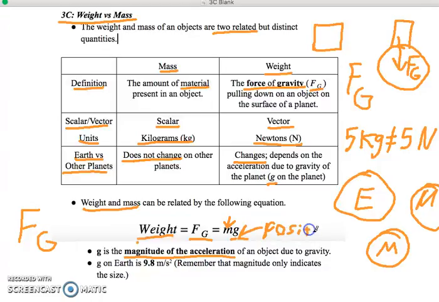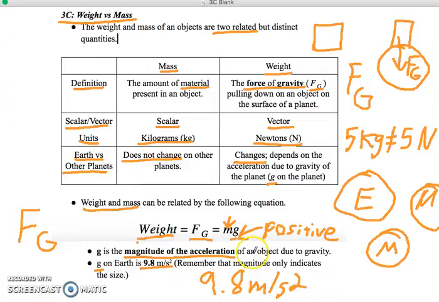So again, it's positive because it's just the magnitude. Magnitude would not be positive and negative. It's just the size, how big or small something is. And little g on Earth is going to be 9.8 meters per second squared. Remember, little g on Earth is not going to be negative. It's just going to be a positive number because little g is the magnitude, it's the size, it's how big the acceleration due to gravity is.